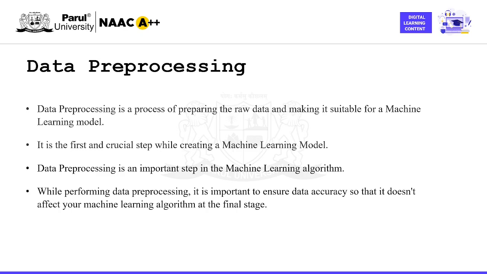Data pre-processing is an important step because, as we discussed, the data is important for the model. And if data is incorrect, then the model will definitely generate an incorrect result. While performing the data pre-processing, it is important to ensure the data accuracy. If we ignore the data accuracy, then our model may generate an incorrect result.